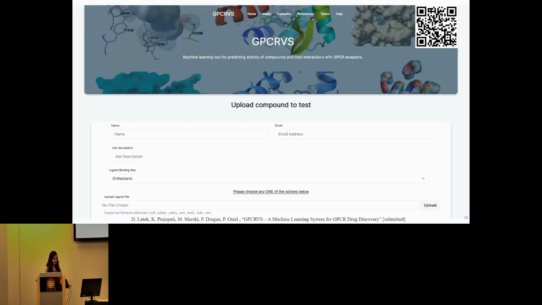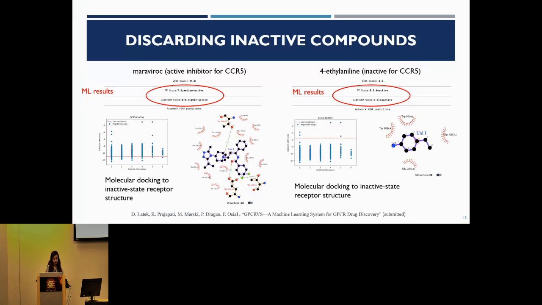Most of the receptors included in GPCRVS are Class B receptors for peptide hormones, but the aforementioned chemokine receptors are also recently added. Most receptors are present in both an active and an inactive state, depending on their availability in the Protein Data Bank. The compound binding mode for each receptor is provided and shown with LigPlots. The predicted activity of the tested compound is shown as a red line, and this is juxtaposed on top of the experimental activities of known compounds for a certain receptor. So here, the results obtained for Maraviroc are compared to those obtained for 4-ethylaniline.